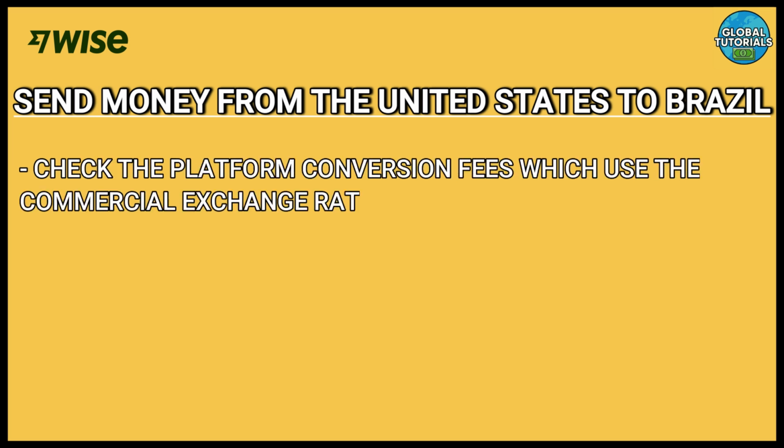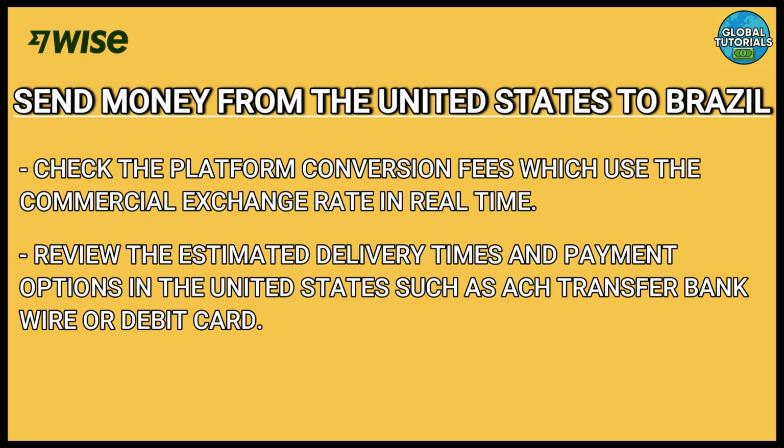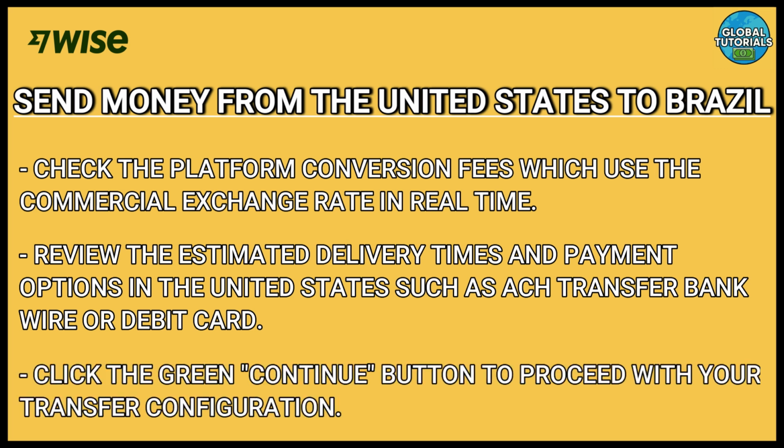Check the platform conversion fees, which use the commercial exchange rate in real time. Review the estimated delivery times and payment options in the United States, such as ACH transfer, bank wire, or debit card. Click the green Continue button to proceed with your transfer configuration.